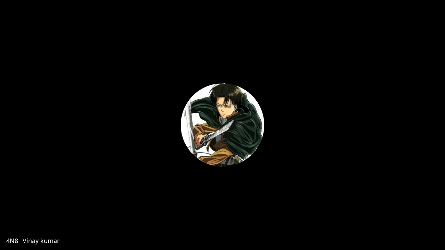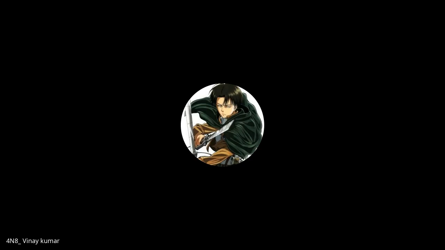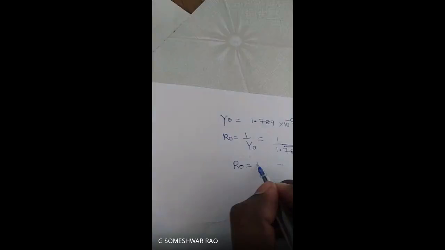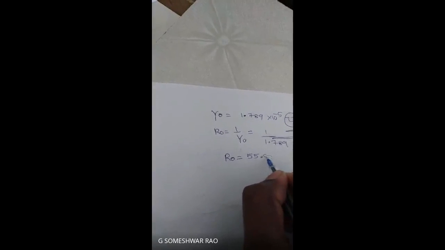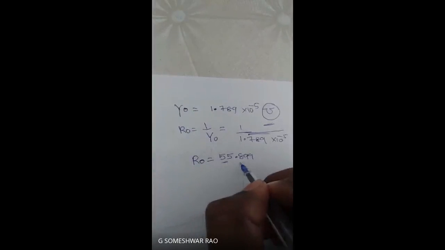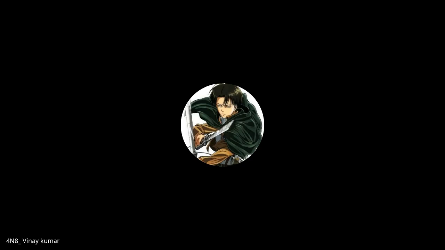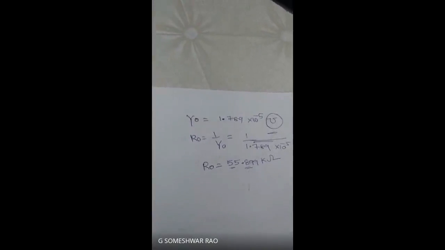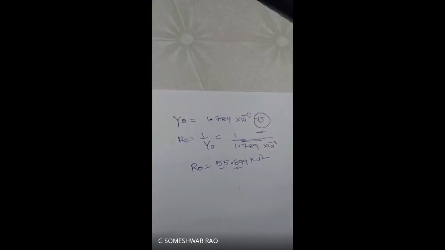55,897. Very good. Is it in kilo ohms? 55897.149, so I can write it as 55.899 into 10 power 3 ohms. Yes, sir. Is it okay? So in this way, you can calculate R naught. This is the R naught we got.